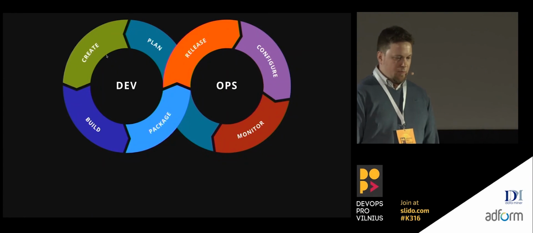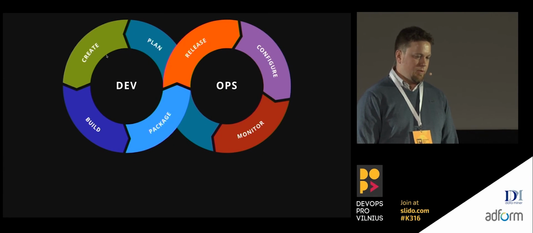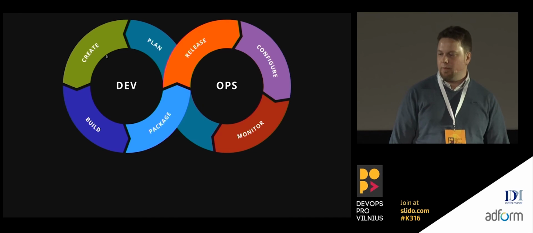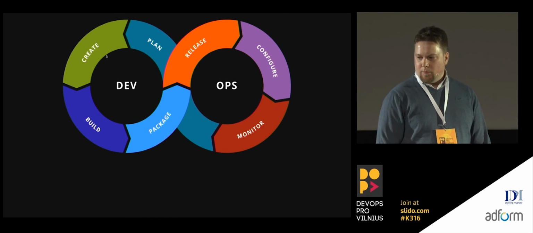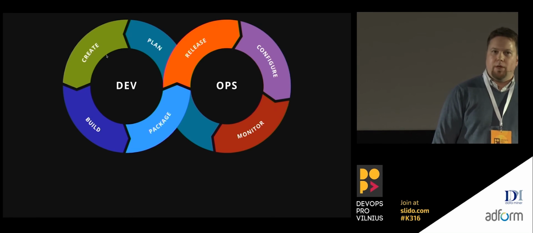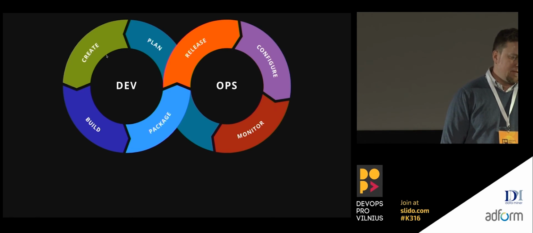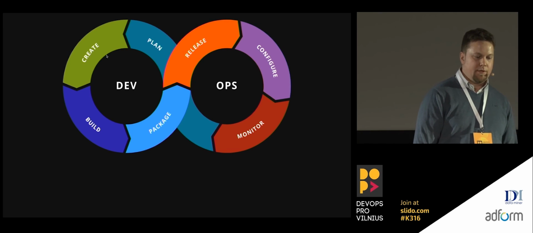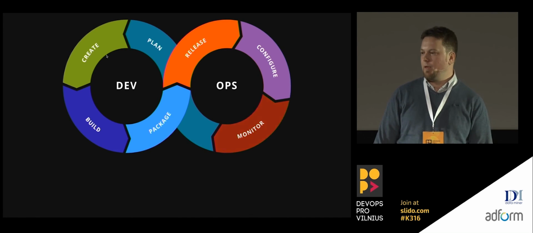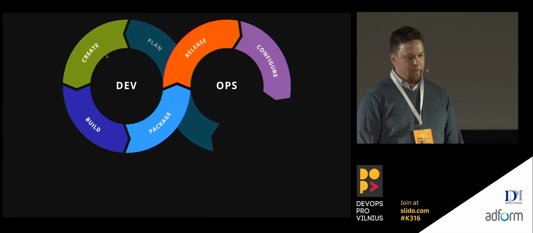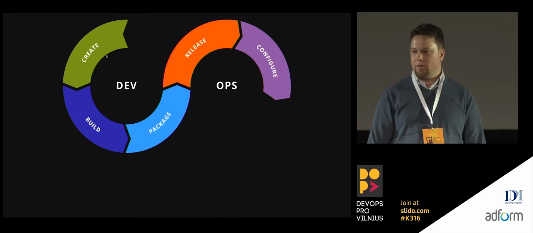This is what a traditional DevOps pipeline might look like. We start by planning, then we create the software, we build it, package it, release it, configure it, and then monitor, and then continue the cycle. I will not cover monitoring or planning in this talk.